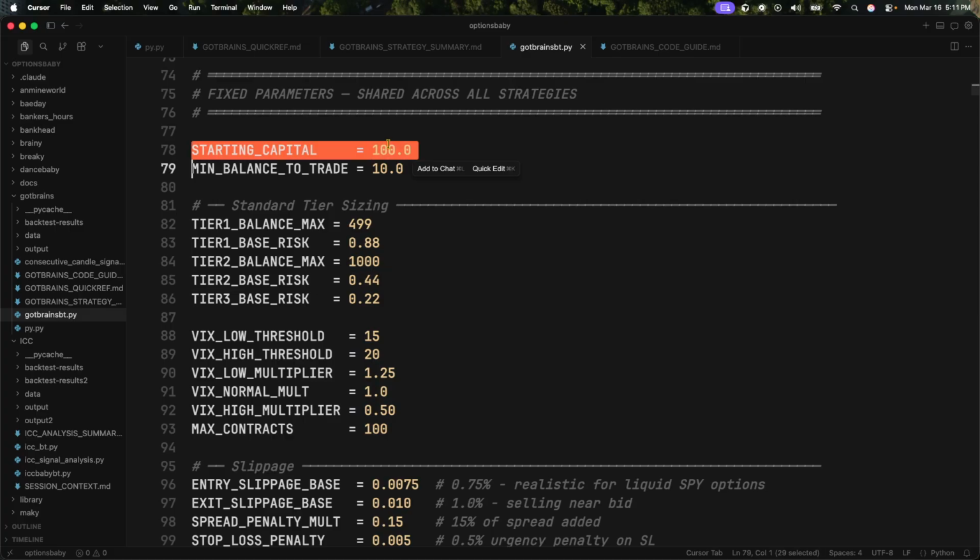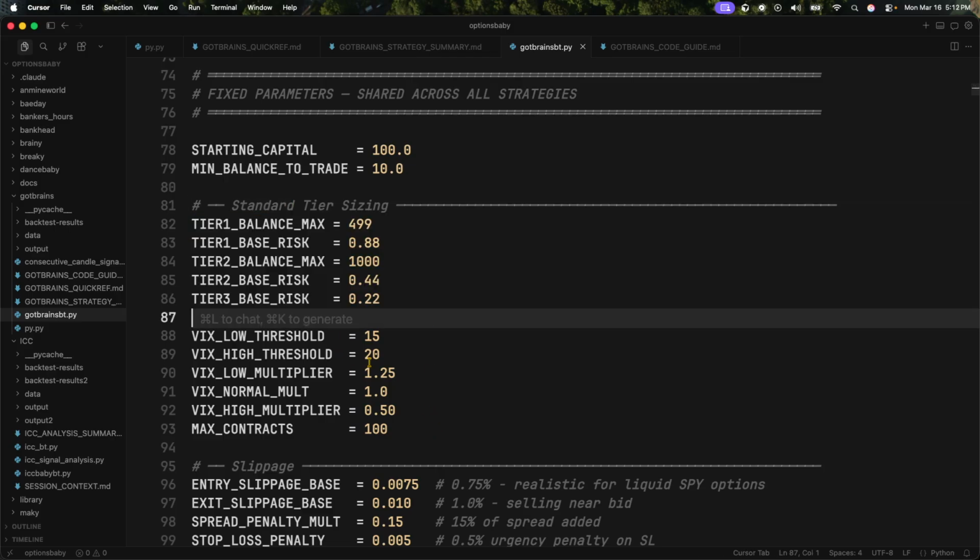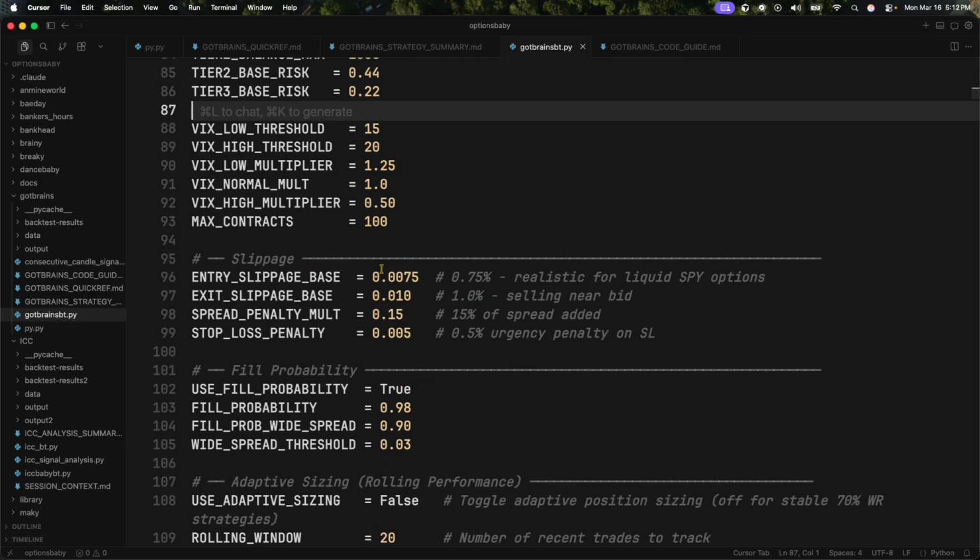All the strategies start at $100, and the minimum that we need to trade is 10. And this is how we're going to size our positions. This is for VIX. So slippage is the difference between what you thought you were going to get and what you actually get. So when you actually submit an order, let's say you submit a limit order for $100, right?